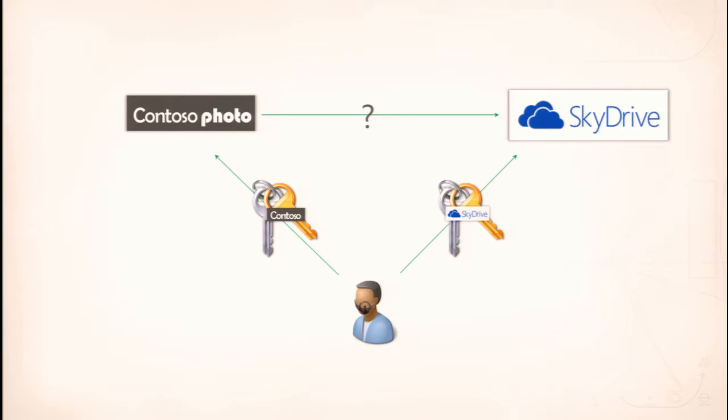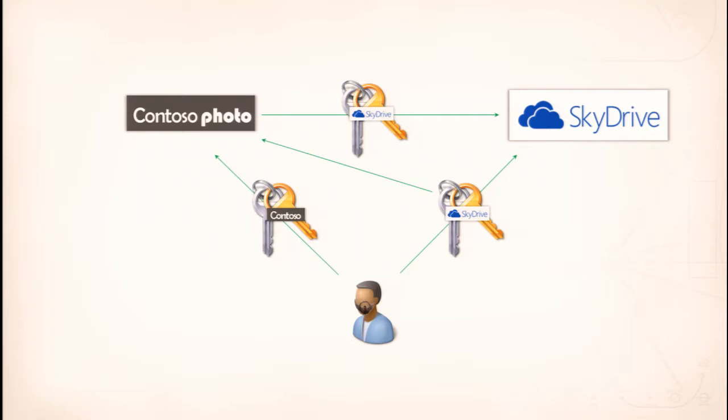So how would I actually accomplish this? How would I get Contoso Photo to connect to SkyDrive? Well, the most naive implementation, which a bunch of services on the internet actually work this way, scarily enough, is that I just say, hey, I have a username and password to SkyDrive that proves that I get access to these resources. I'm going to give that username and password to Contoso Photo so they can access my SkyDrive as well. And it'll work.